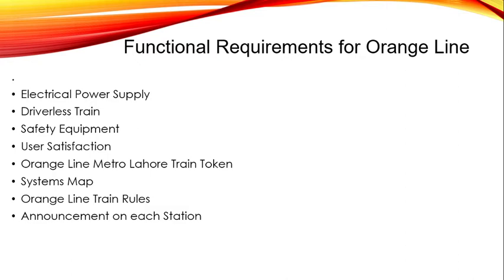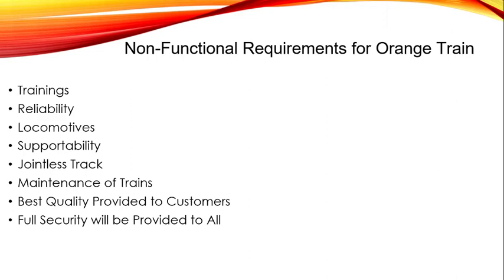Now we move towards the functional requirements for the Orange Line. Here we can see the electrical power supply, driverless train, safety equipment, user satisfaction, the Orange Line in Metro Lahore, train token system map, Orange Line train rules, and an announcement at each station. In non-functional requirements we have training, reliability, locomotives, supportability, jointless track, maintenance of the train, best quality provided to customers, and food security will be provided to all.